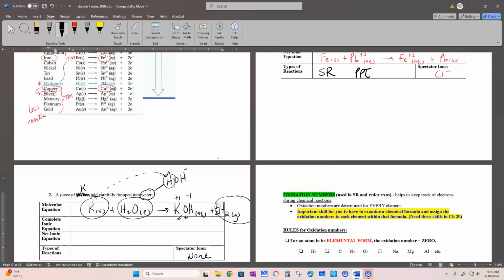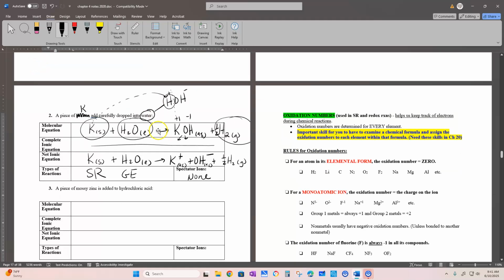So my final answer, and I'm not even going to bother with this step, I'm going to go K, and then my water. I'm going to dissociate my K and my OH. And then my 1/2. So I still have single replacement, but I also have gas evolution, okay, because I did form a gas.